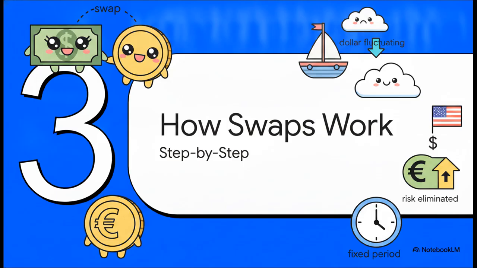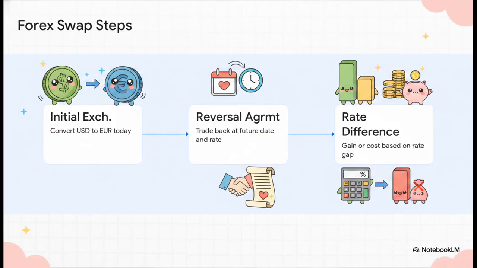Section 3. How Forex swaps work, step by step. To really visualize how this plays out, imagine a US trader who wants to eliminate the risk of the dollar fluctuating against the euro over a fixed period. They'd execute 3 simple steps. First step, the initial currency exchange. That means converting their US dollars to euros today. Second, the agreement for reversal, the contract to trade those currencies back at a specific future date and rate.